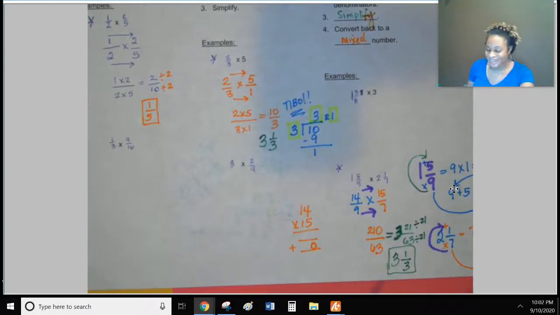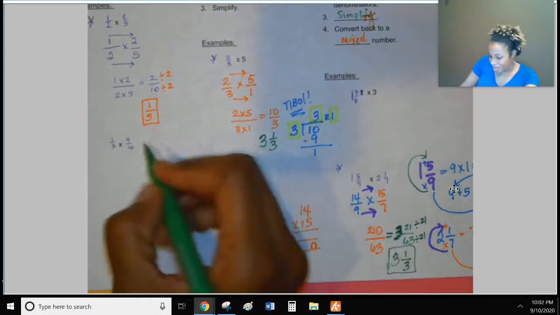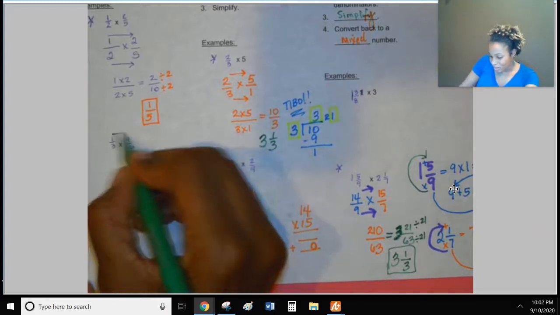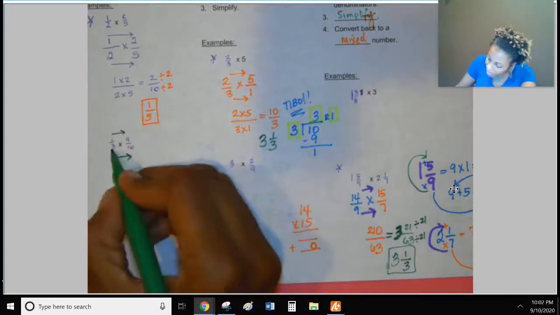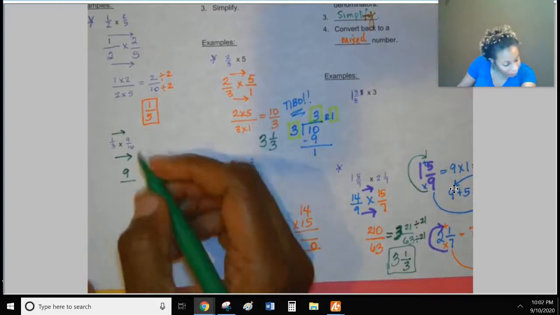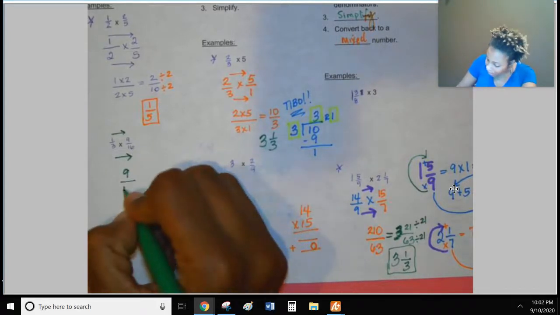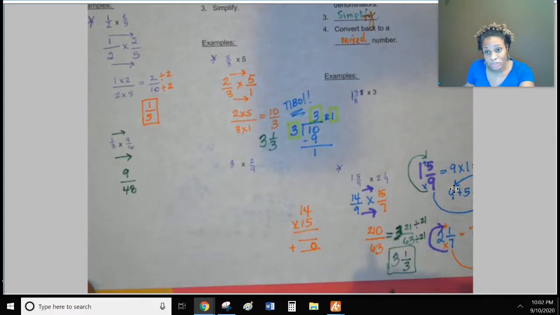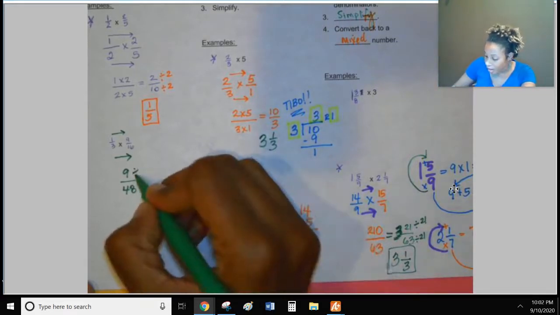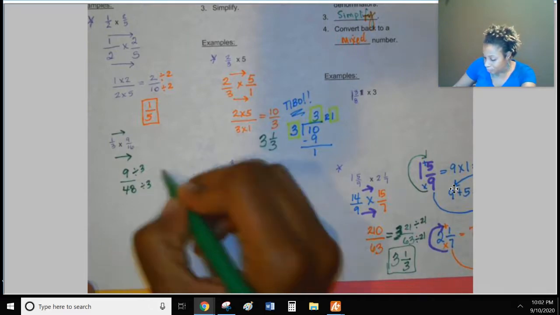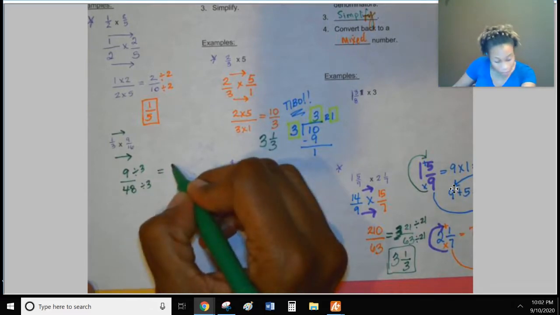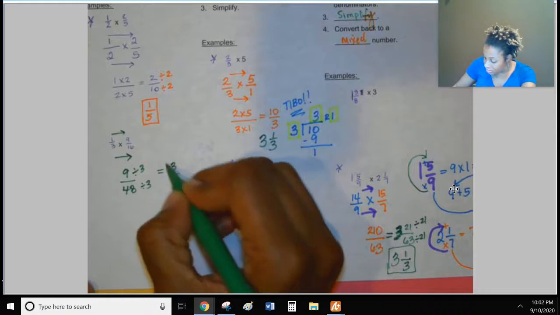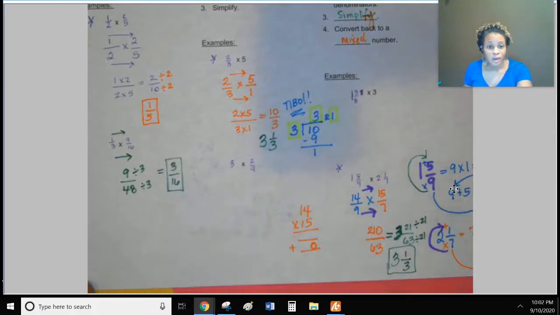Welcome back. So let's get to it. Here we're just multiplying straight across. 1 times 9 is 9. 3 times 16 is 48. Again, you could do some factor trees and some prime factorization to find the GCF. I found that it was 3. So the final answer will be 3/16. Hope you got it right.